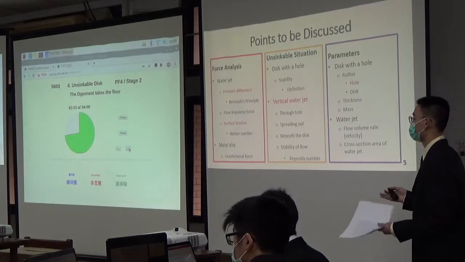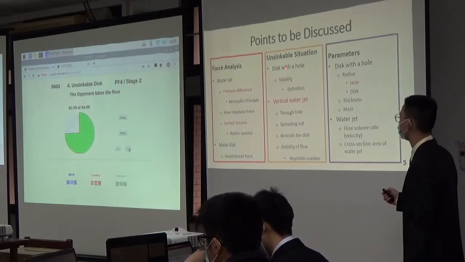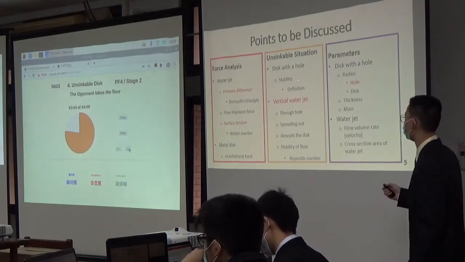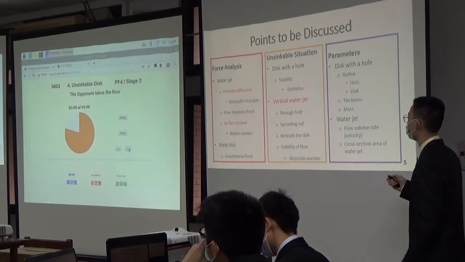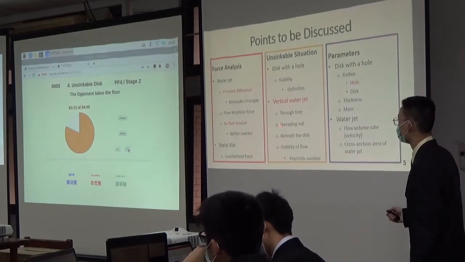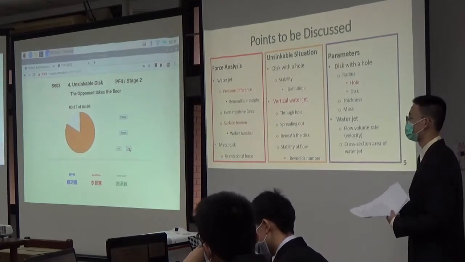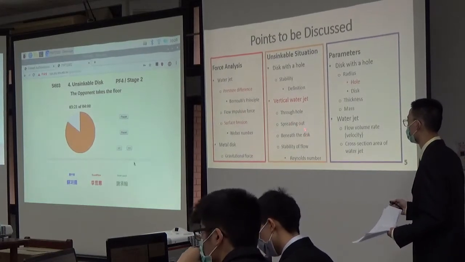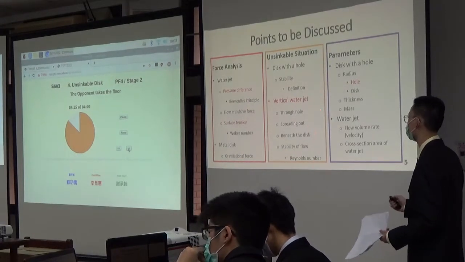Because we think the approximate disc has a hole, I want to discuss with the reporter the relationship between the hole and the stability. And next is the vertical water jet. I want to discuss the motion when the vertical water jet hits the disc, and the water under the hole, when it spreads out on the disc and also beneath the disc, and the stability of the flow.